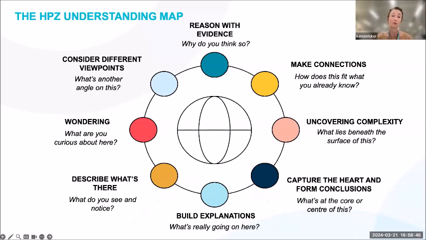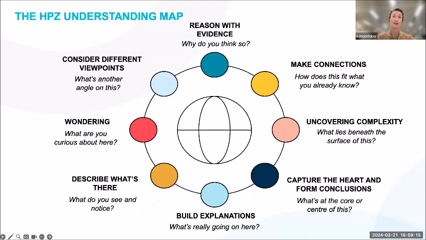HPZ stands for Harvard Project Zero, which is the research team who've been working on this area for the last decades, I think about 30 years. So there are 8 different ways of understanding. So cognitive processes. One is reasoning with evidence, asking students why they think so. Then we've got, I'm going clockwise, making connections. So how does this fit with what you already know?